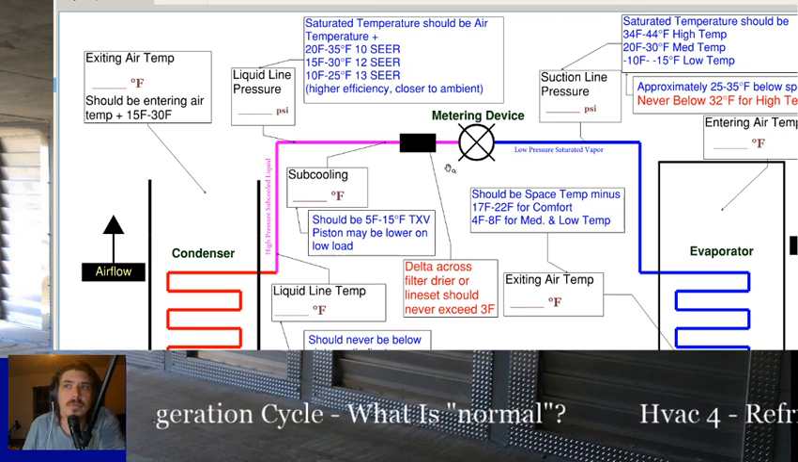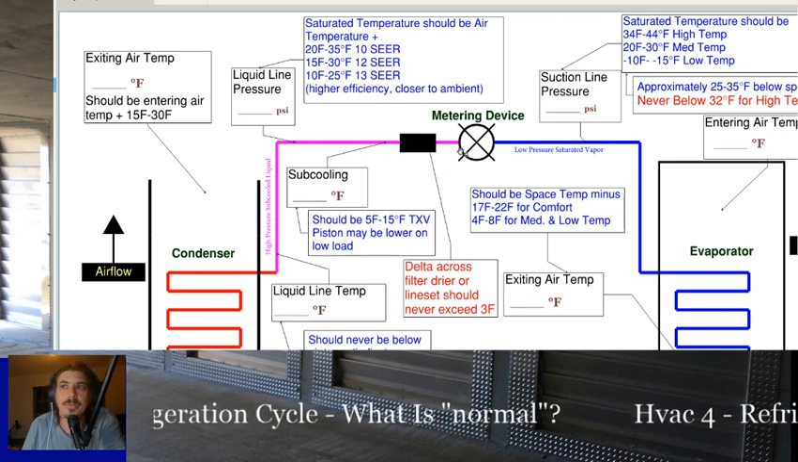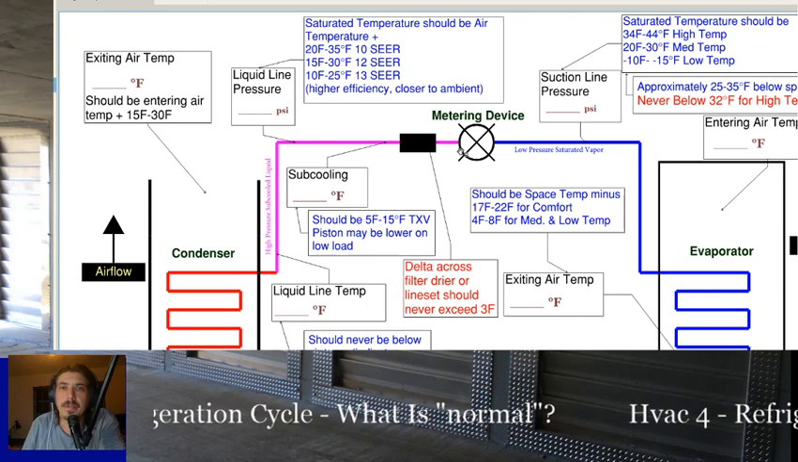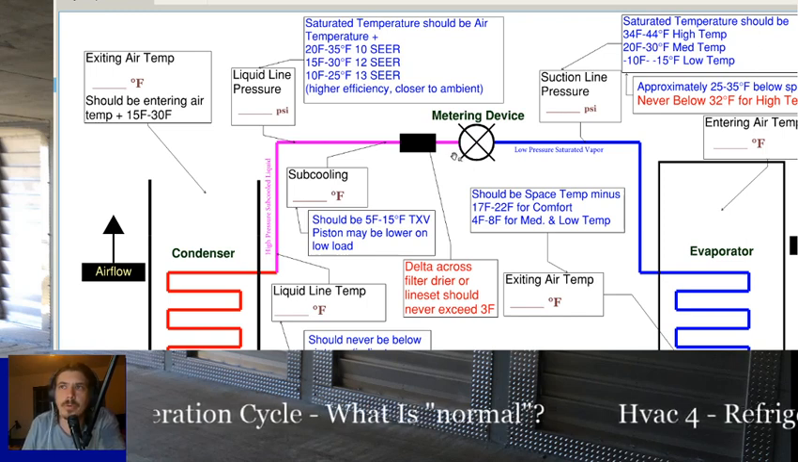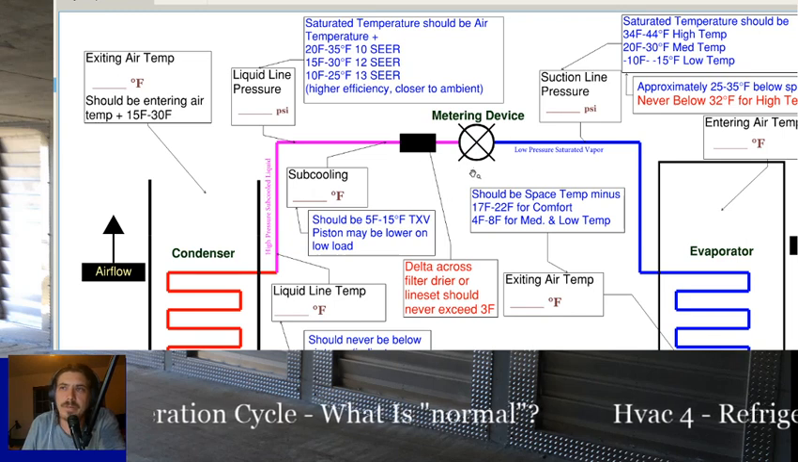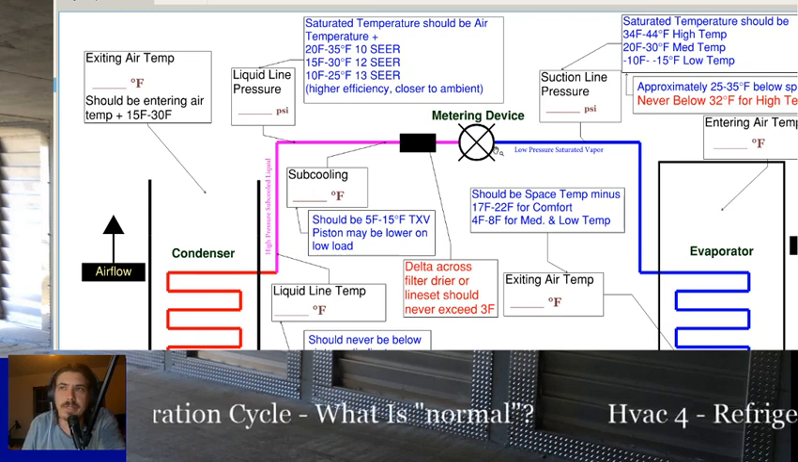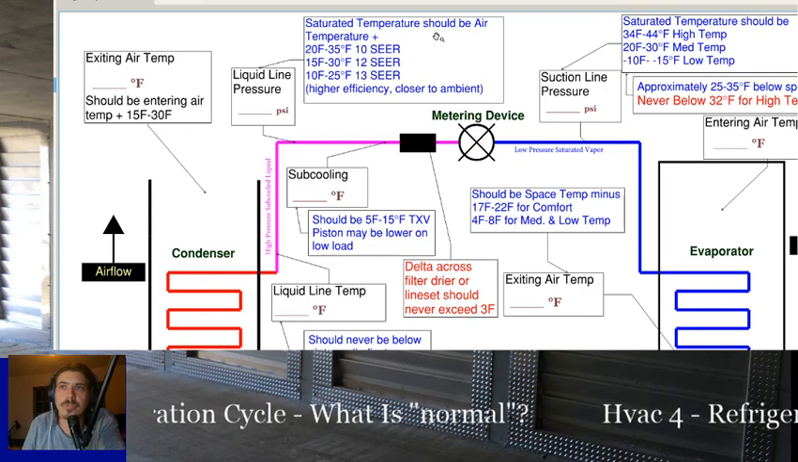Anything more than a 3-degree difference from A to B is going to be basically another metering device in the system, and we don't want that. We want one metering device so that we can expect what's going to happen as the refrigerant travels through the system.